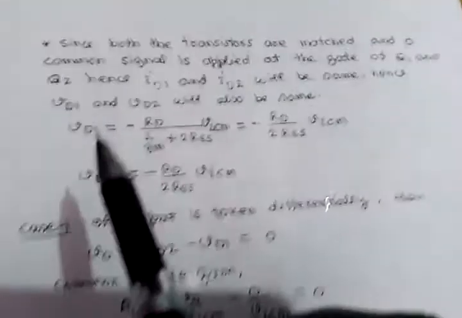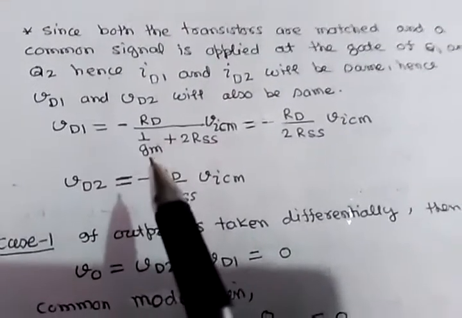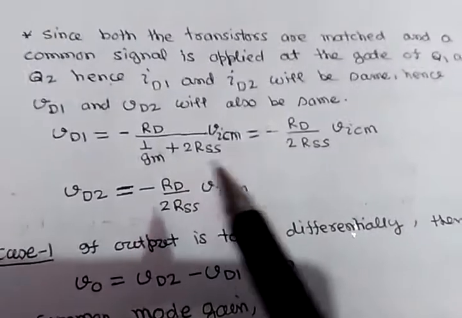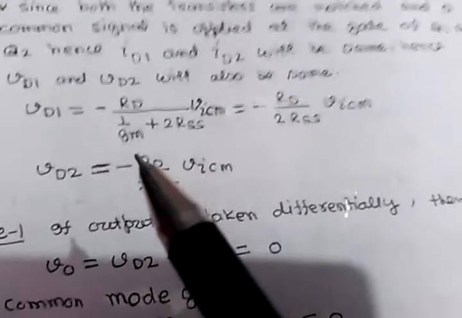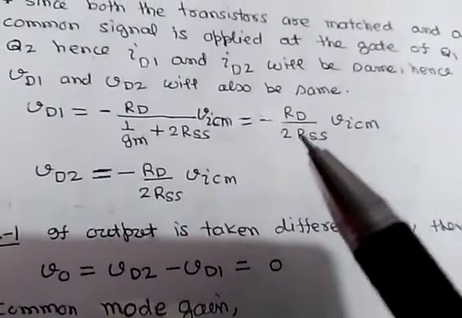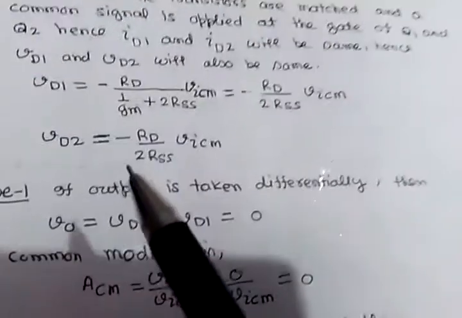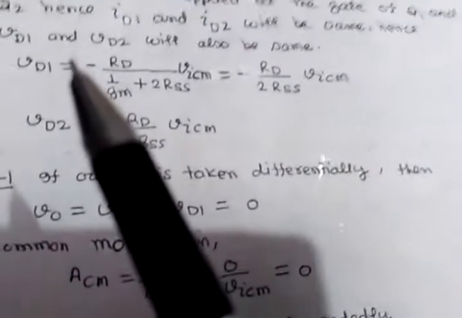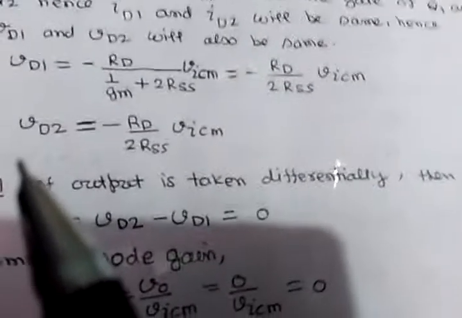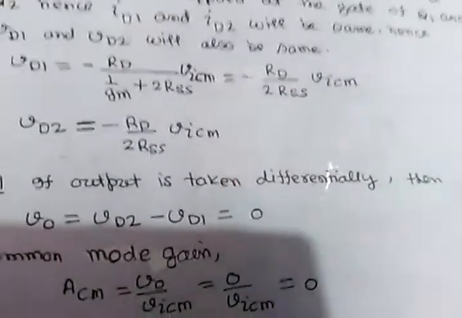So drain voltage in this case can be written as VD1 equals minus RD upon 1 upon gm plus 2RSS, into VICM. 1 upon gm is very small in comparison to 2RSS, so it can be ignored. So it will be minus RD upon 2RSS into VICM. The same drain voltage will appear at the drain of transistor Q2. So we can write VD2 equals minus RD upon 2RSS VICM.